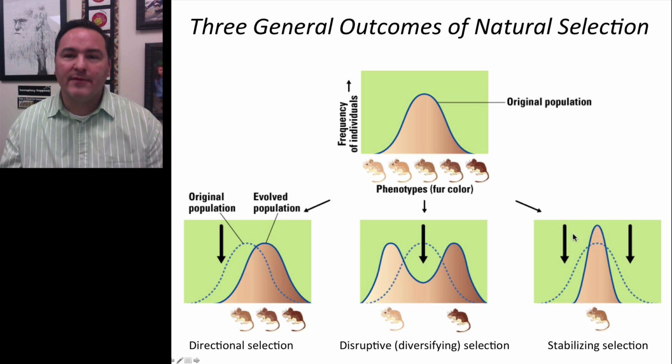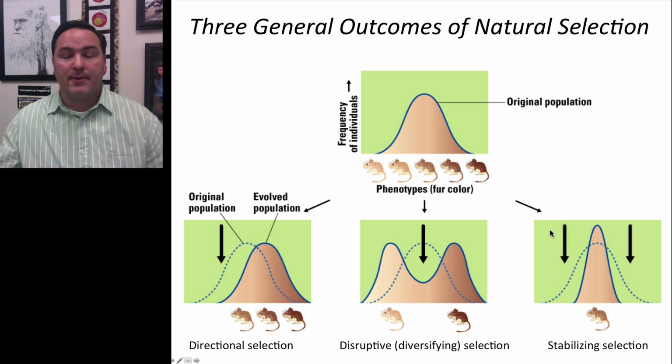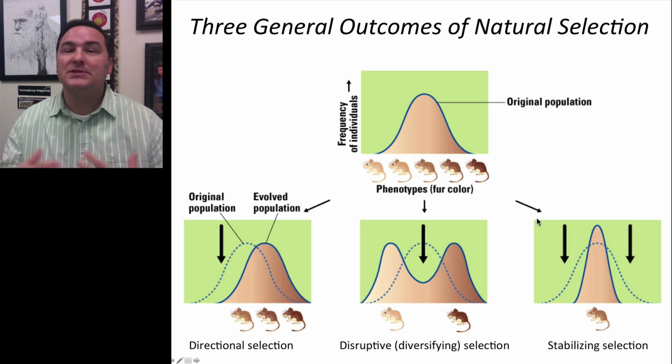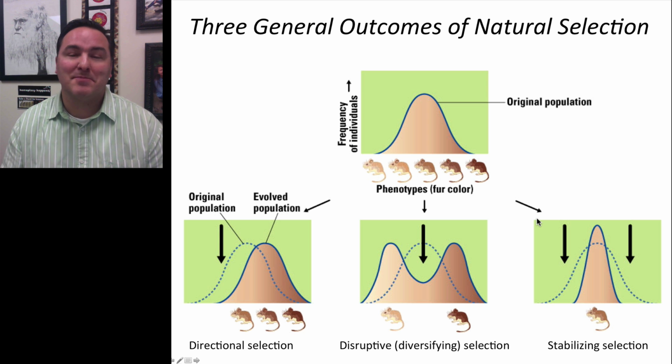So anyway, these are the 3 different outcomes of natural selection. In the rest of this topic, we'll continue to learn more about natural selection and how it's a mechanism of evolution.